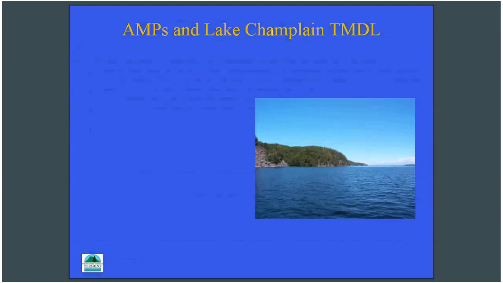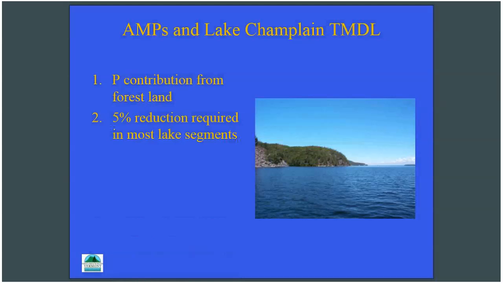So I'll talk a little bit now about the AMPs and how they relate to the Lake Champlain TMDL. Forest land contributes a relatively small amount of phosphorus per unit area, which is the loading rate. But because forest land covers such a huge amount of the basin, it represents a fairly large source of phosphorus in some watersheds. This should be familiar to you, Eric.